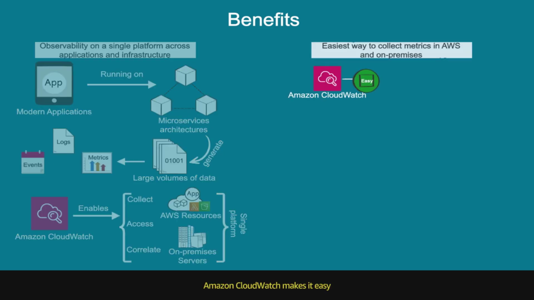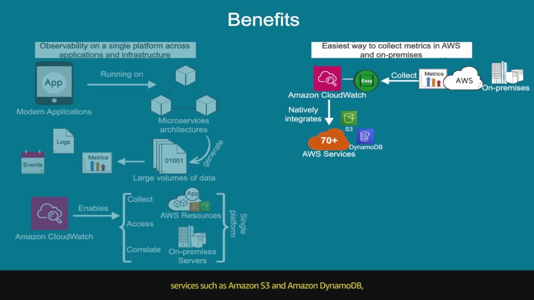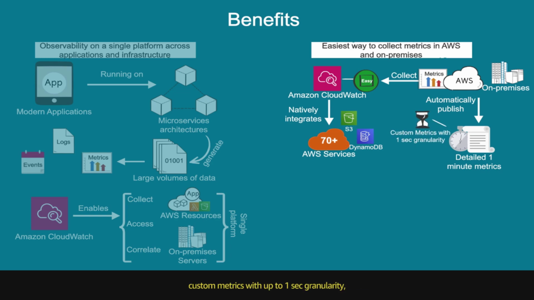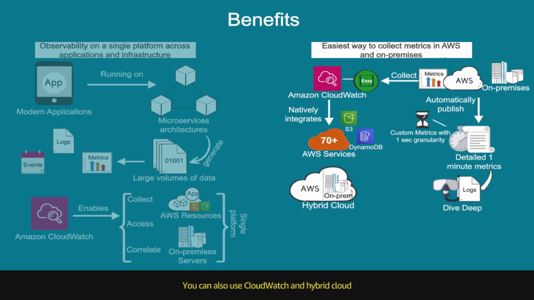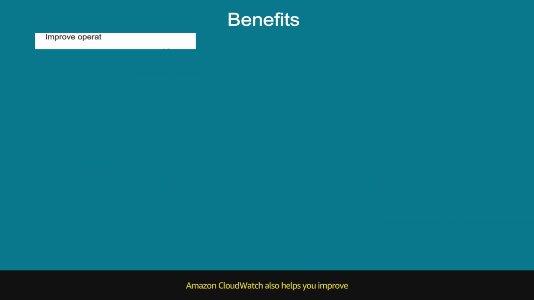Amazon CloudWatch makes it easy to collect metrics in AWS and on-premises. It natively integrates with more than 70 AWS services such as Amazon S3 and Amazon DynamoDB, and automatically publishes detailed 1-minute metrics and custom metrics with up to 1-second granularity, so you can dive deep into your logs for additional context. You can also use CloudWatch in hybrid cloud architectures by using the CloudWatch agent or API to monitor your on-premises resources.